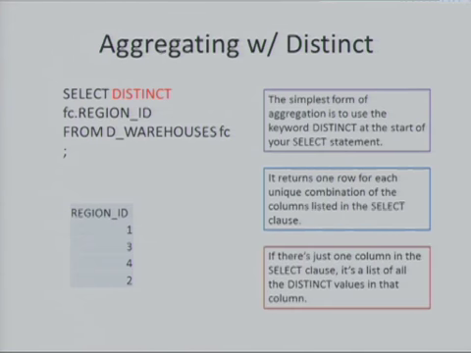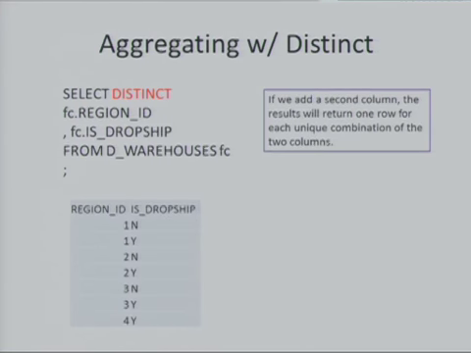All right. Then if we add a second column, so in this case we're adding the is dropship field, which is a yes/no field. It provides a list of all the unique combinations. So you've got 1 in here twice, 2 in here twice, 3 in here twice, 4 in here once, because it's the combination of the 2 columns.